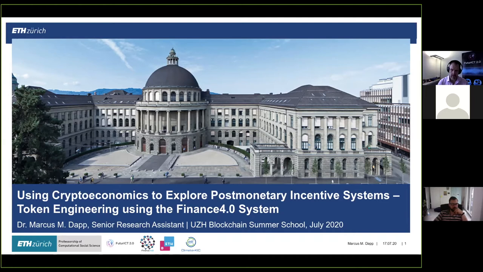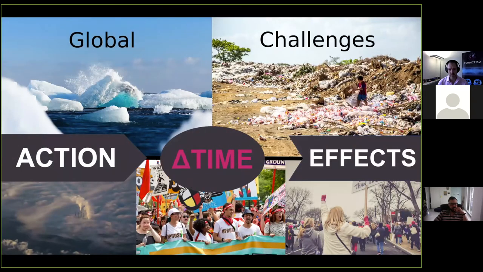All right, so which problem are we trying to address with Finance 4? You all have seen these pictures, global challenges, all kinds, natural, social. And one of the root causes we think is that humans are not good in judging the results over long time periods. So in other words, if the delta time between our actions and the effects of our actions is long, we are not very good in anticipating these effects. So what if you could compress this time somehow? Now, unfortunately, we cannot really compress time, but what we could do is to think of another strong signal that could hint to the effects in the future.